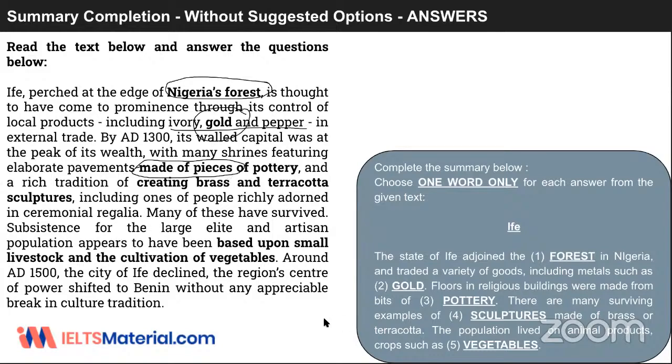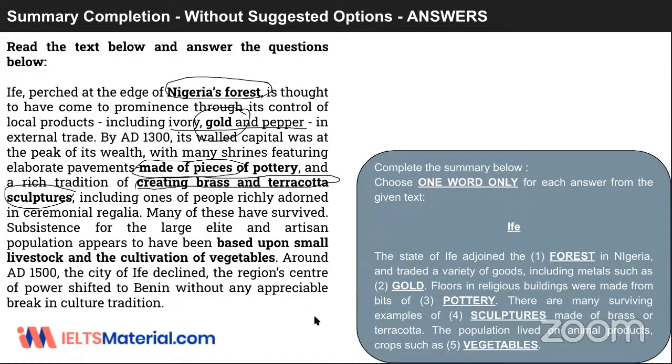And then we also have the point saying that there are many surviving examples of sculptures made of brass or terracotta. And when they say sculptures made of brass and terracotta, it is here creating brass and terracotta sculptures. So again, it is changing the position of the words. Okay, change of words, or I would say changing the position of the words.